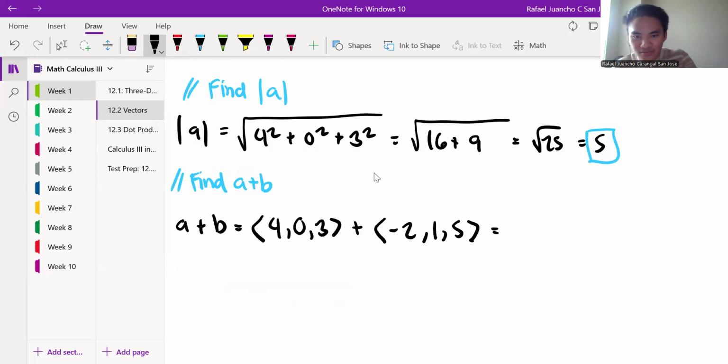Okay, so let's do that. So we have 4 plus negative 2. So 4 minus 2, 0 plus 1, 3 plus 5. So it's just 2, 1, 8. That's the new point we have.